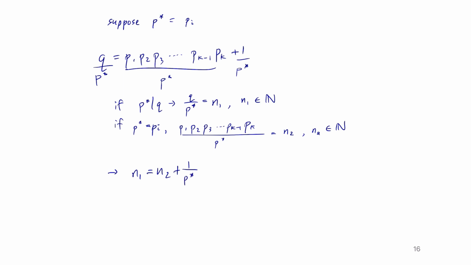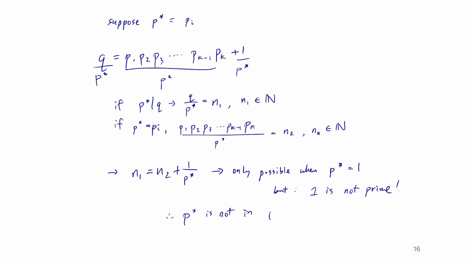Is that clear? And the only way for this to be possible is if P star is equal to what? Right? But 1 is not a prime. Is that clear? Only possible when P star is equal to 1. But I should be saying 1 is not prime. And so remember, this is our mini proof. Therefore, P star is not in P1, P2, ..., PK.